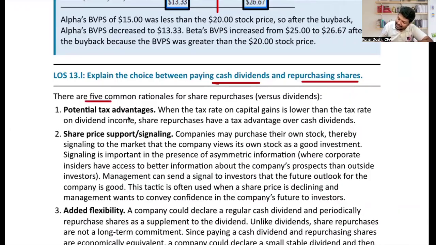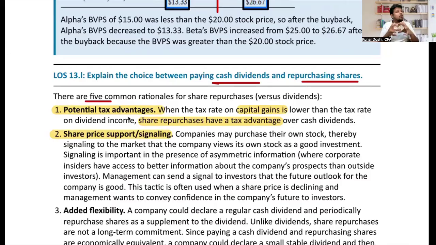Number one is the tax advantage. As we already discussed, since dividend taxes are higher in many countries, capital gains are preferred, right? So when the tax rate on capital gain is lower than on dividend, share repurchases will be preferred.